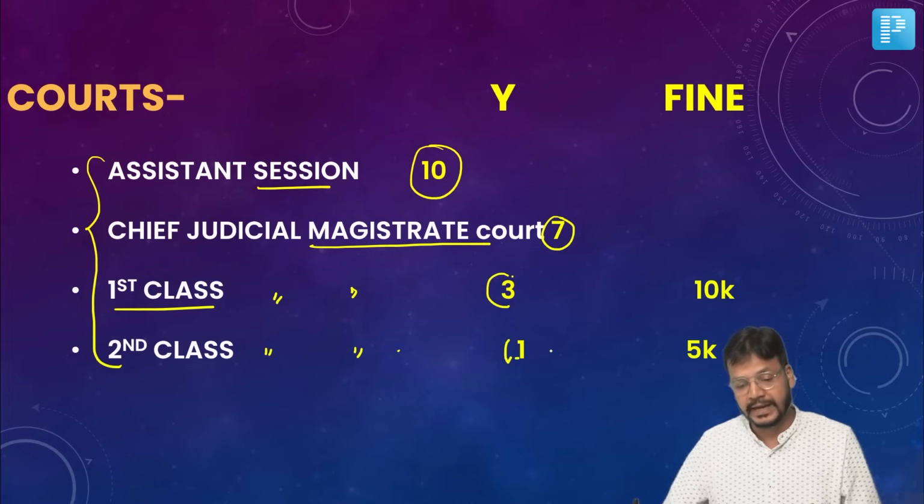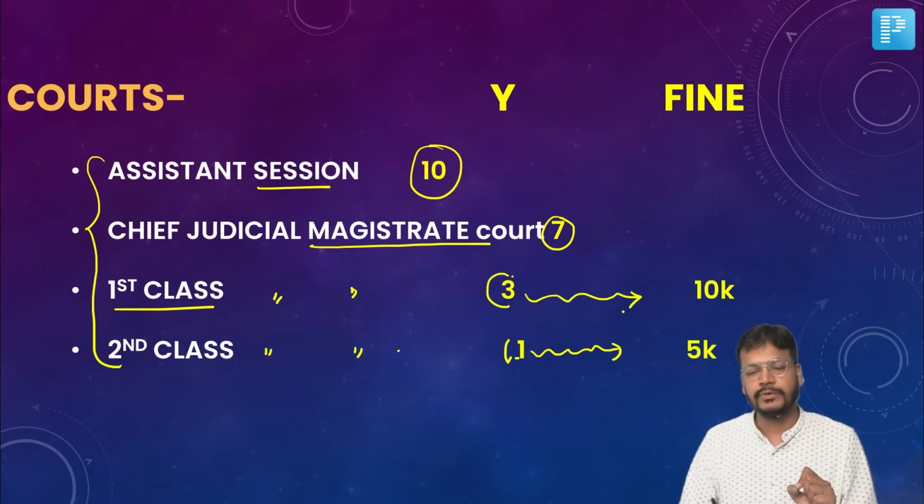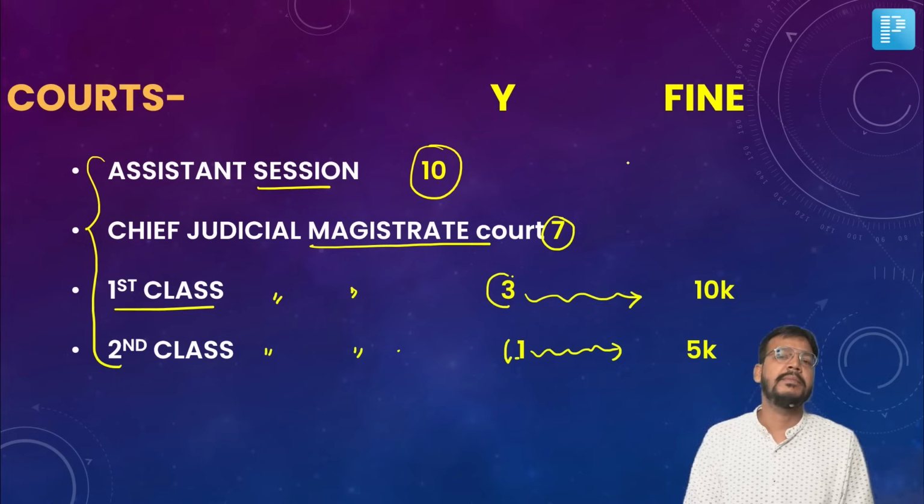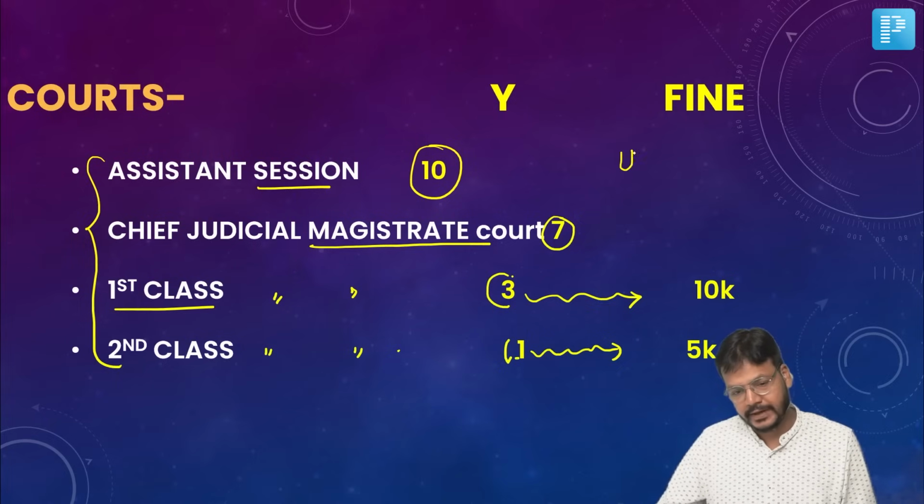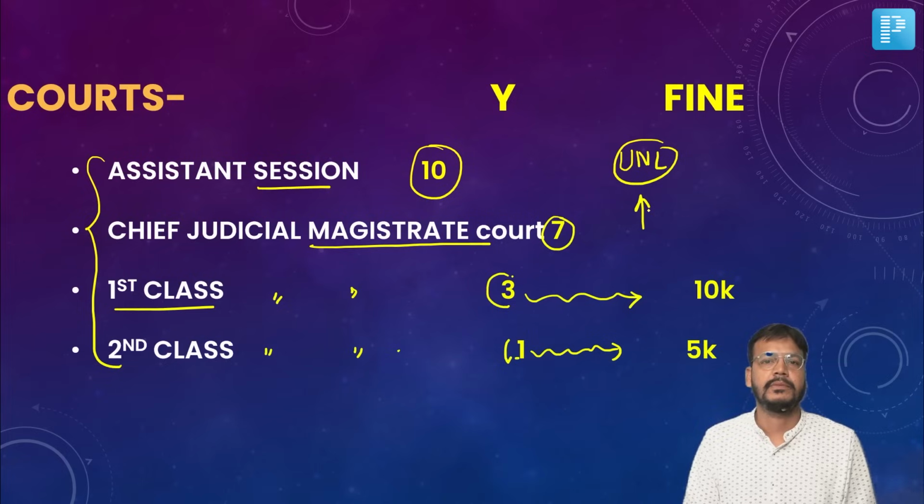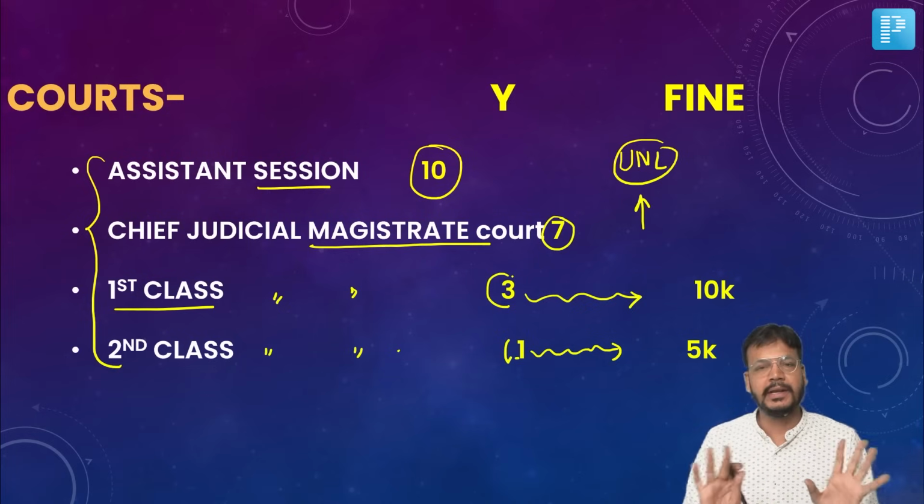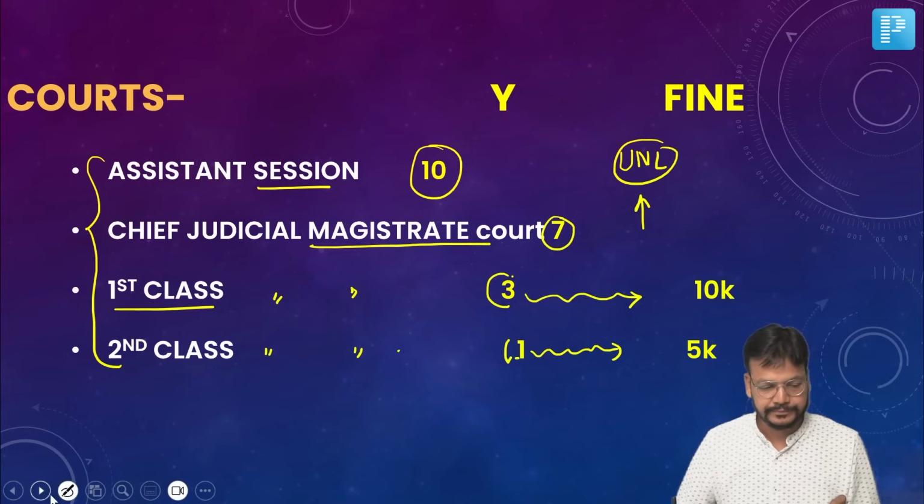And if you see the fine, for second class it's 5,000 rupees. For the first class it is 10,000 rupees. All remaining would be unlimited fine. Second class 5,000, first class 10,000, all remaining unlimited fine. This is a very simple explanation.